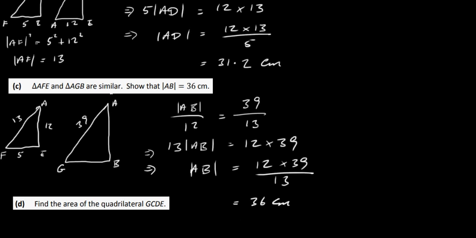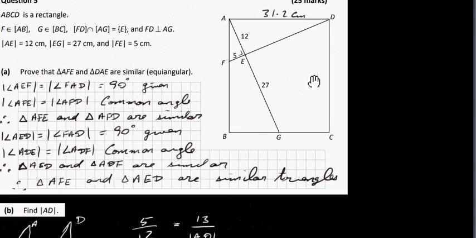Okay, so now we've got to find the area of the quadrilateral GCDE. Find the area of the quadrilateral GCDE. So that's GCDE. So this quadrilateral here, we've got to find the area of this. So the way I'm going to do this is, we know that this length here, which we've just worked out, is 36. So that distance there is 36. And we have it on this side as well, 36.